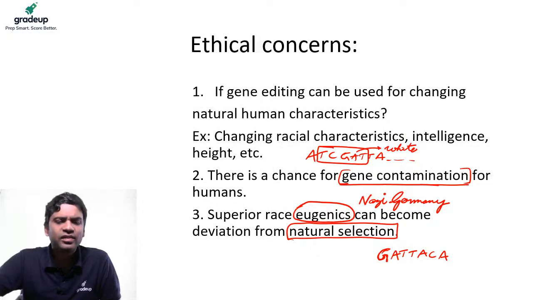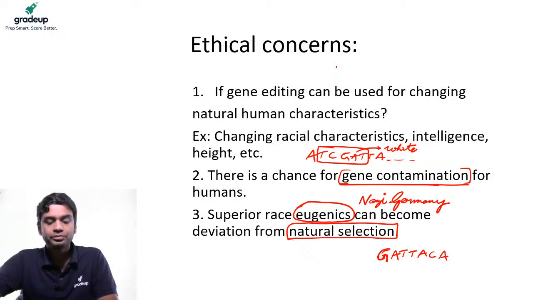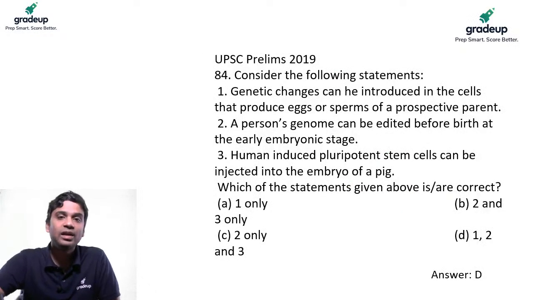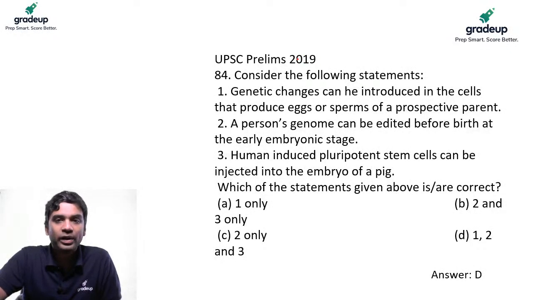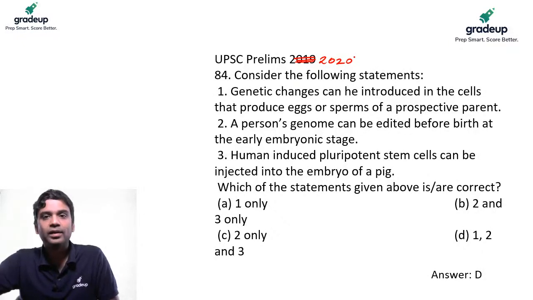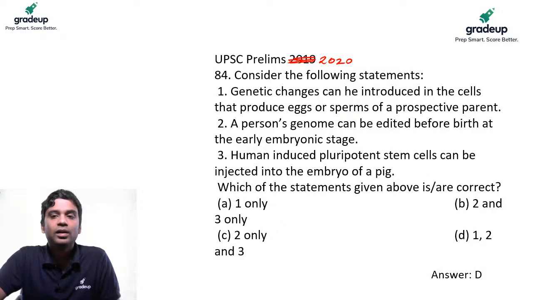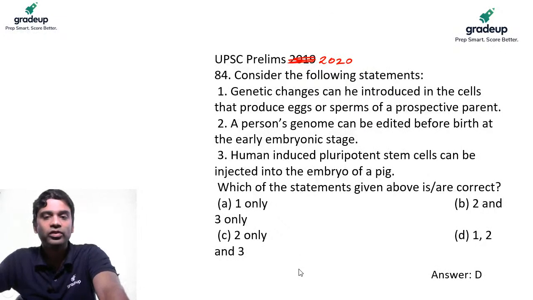Fine. Anyway, this is a discussion for mains. But in mains, this is what you should focus on, because on CRISPR-Cas9 there's a lot of probability that a question can be asked. So here we have a question from UPSC prelims 2020, which happened on October 4th. So just try to attempt it or go through this question.